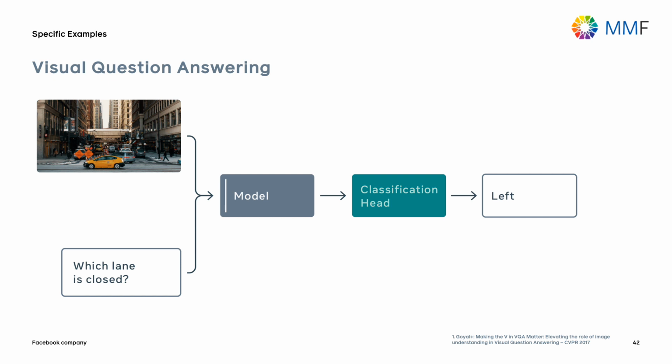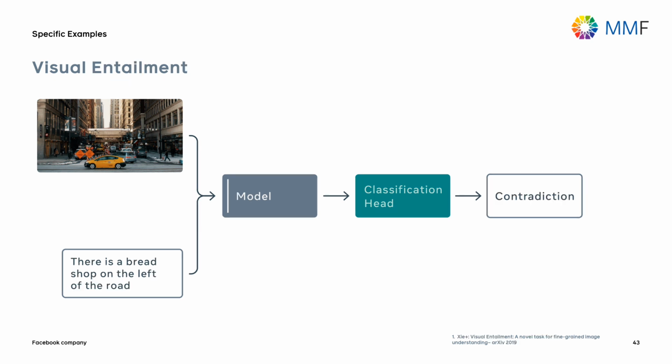So visual question answering will have a classification head which will basically generate an answer. Then we have visual entailment, which again has a classification head. And the task involves an image and a text, and you have to tell whether the text is entailment, contradiction, or neutral with respect to the image. So you have three-way classification, and the classification head is configurable for the number of classes you want to output. So in this case, the text says there is a bread shop on the left of the road, and it's actually on the right side of the road. So it's a contradiction here.